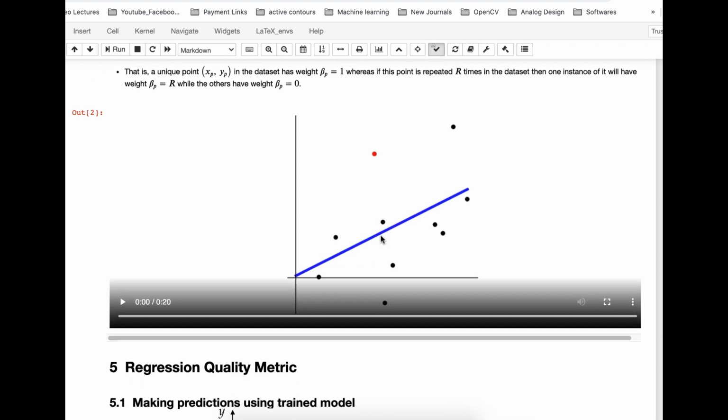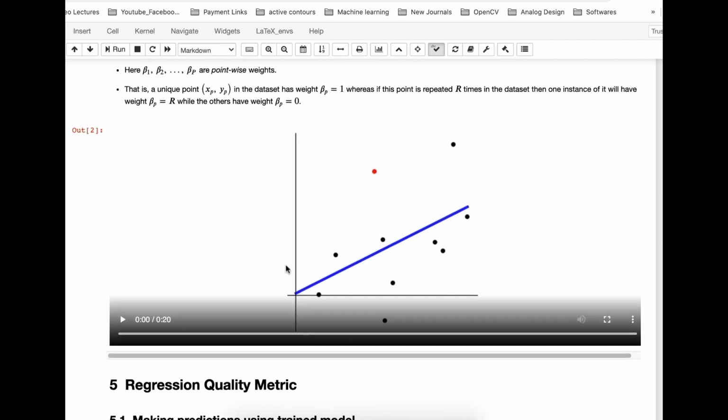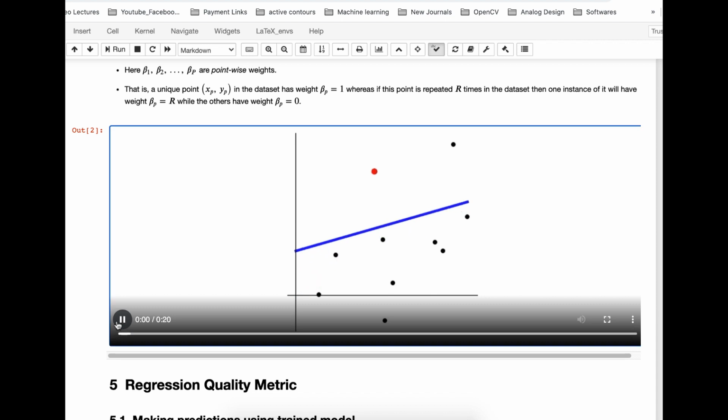See here, we have this thing. If I run this, now you can see that as the confidence in this red point is increasing, this line is getting closer to the red dot when we are using L2 loss. So as you increase the confidence, the line moves towards the red dot because of the confidence score.